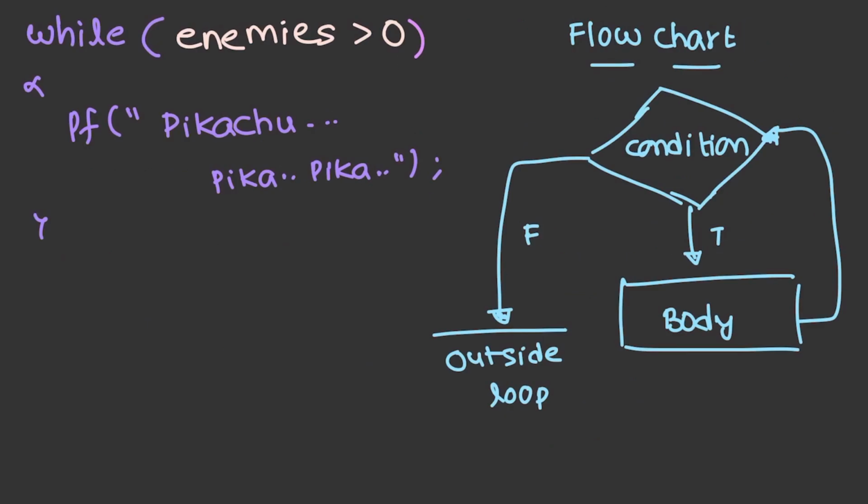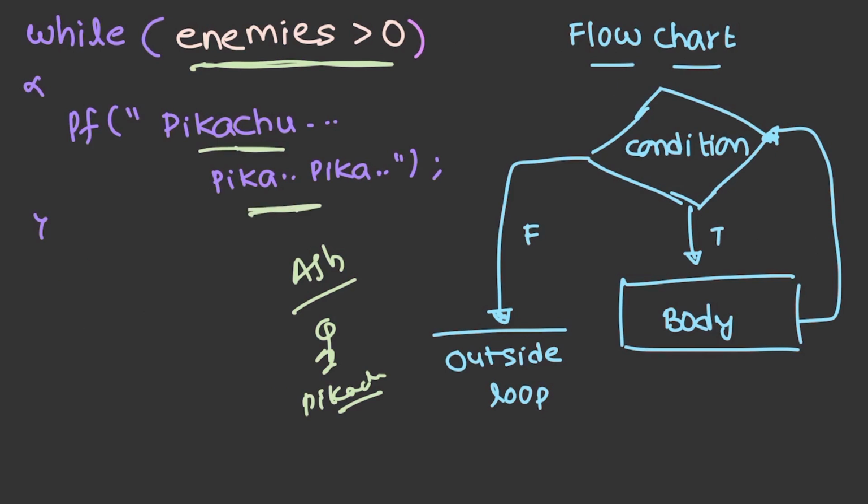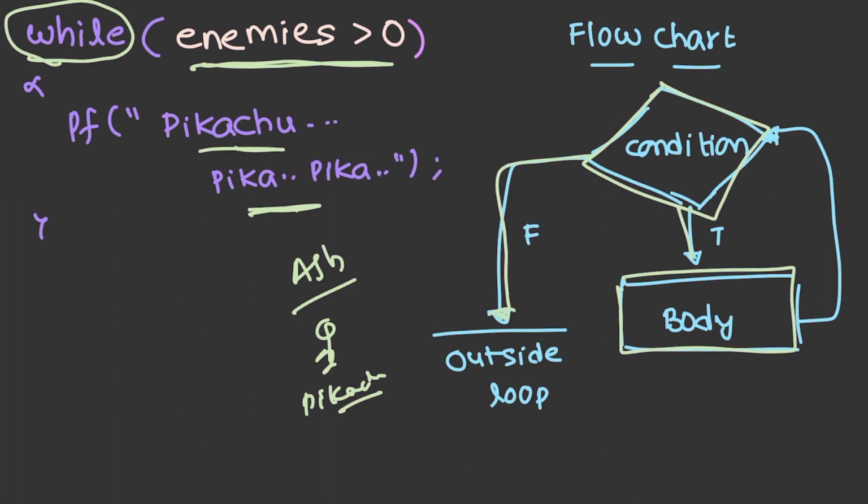Now, let's take a hypothetical situation where Ash is fighting enemies with the help of his Pikachu. So, while enemies are greater than 0, Pikachu is fighting. Okay. Now, we have used a while loop here. A while loop is very simple. If the condition is true, it enters the body. If the condition is false, it just comes outside the loop. You just need to understand this: if this condition is true, it enters the body, or if the condition is false, it comes outside.